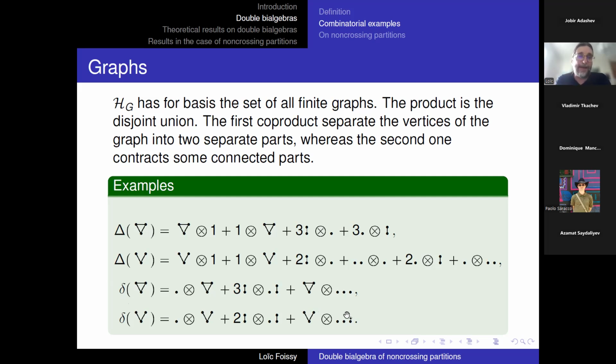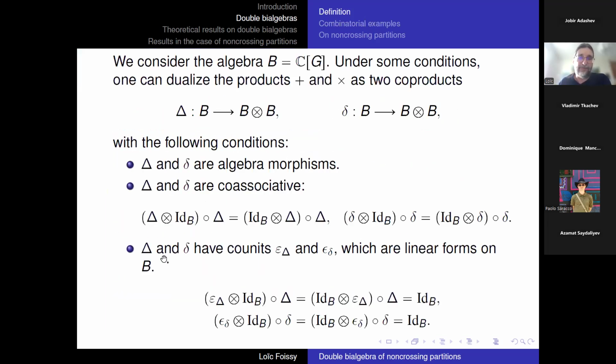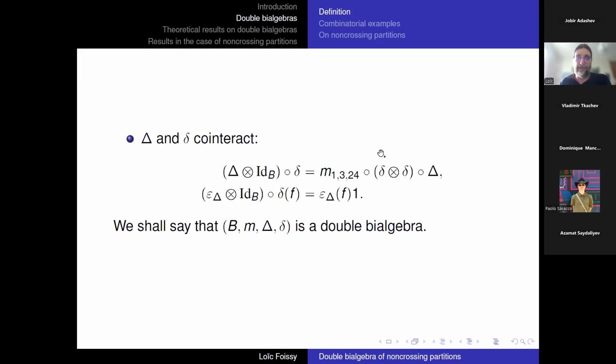So this is a double bialgebra. It is not very difficult to show that the first coproduct is co-associative. For the second one, it's a little bit more subtle. What you do, in fact, is if you iterate the coproduct on the left, you have to consider contractions on contractions, and so on. And maybe the most tricky part is to show this relation, so this one.